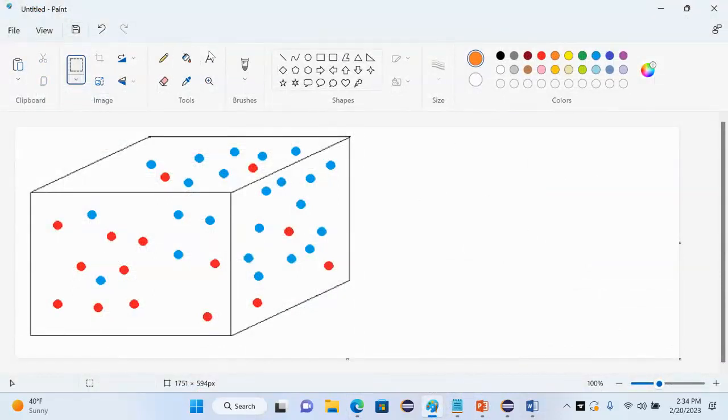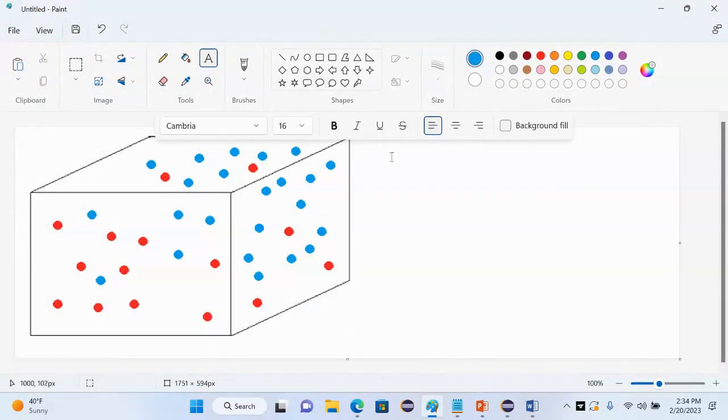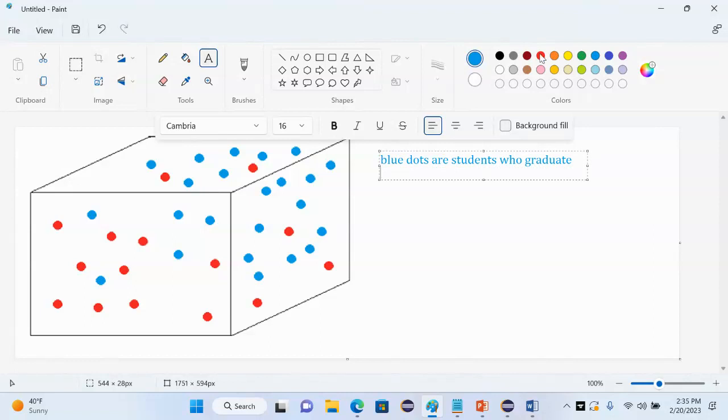Okay. Now, just a little bit, we'll put in our stuff. So blue dots are the graduates, right? Students who graduate. Blue dots are students who graduate. And red dots are students who drop out.